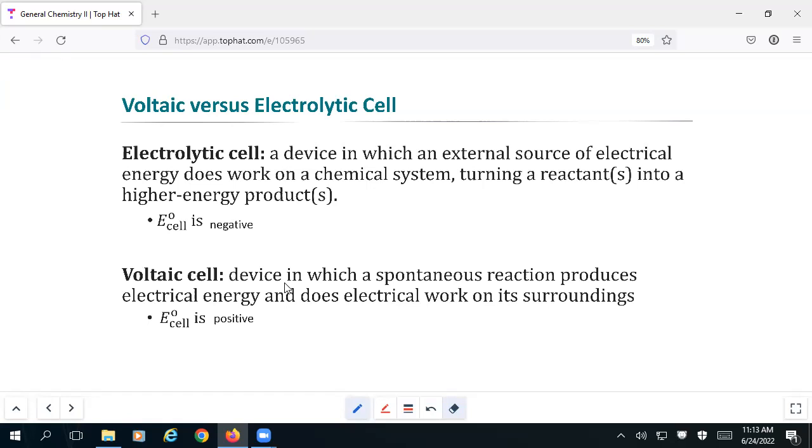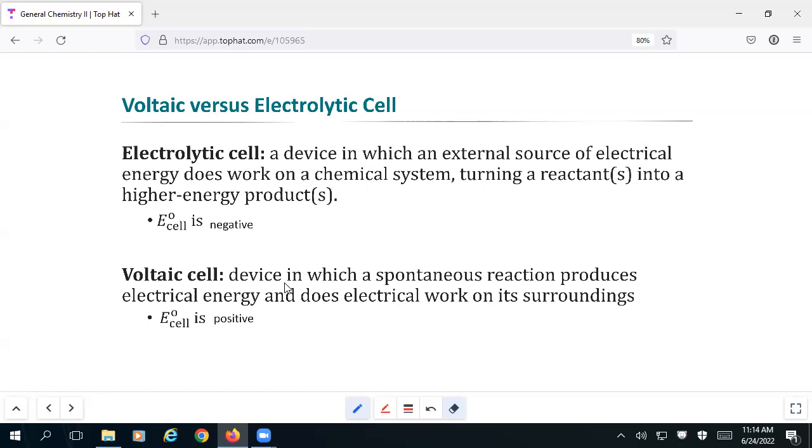All right, so we've done all this with voltaic cells. They're spontaneous reactions, and because they're spontaneous reactions, our E cell value is always positive in those cases. Electrolytic cells are the exact opposite. What we're doing is forcing a bad reaction to happen by supplying it with an excess of electrical energy.